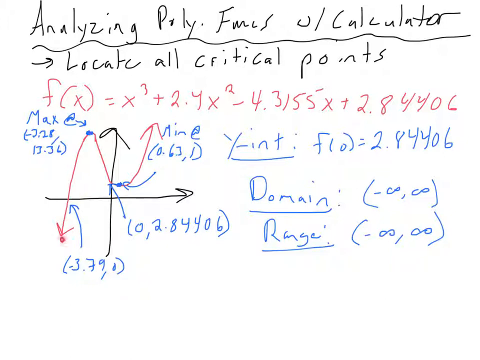And that's because it goes down forever and then it goes up forever. So it's going to cover all of the y values. And just like any other polynomial function, you can plug in any value for x to this. But we can't answer the question yet: where is my polynomial function increasing, and where is it decreasing?